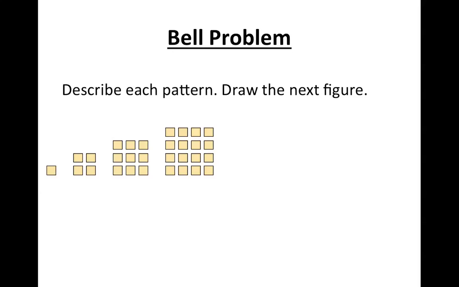Welcome back. The bell problem for today is from your previous lesson 1.1. Describe each pattern and draw the next figure. If you look, we start with 1, then we go to 4, then 9, then 16 little boxes. Describing the pattern, you should notice that 1, 4, 9, and 16 are perfect squares, so the next figure should be a 5 by 5.